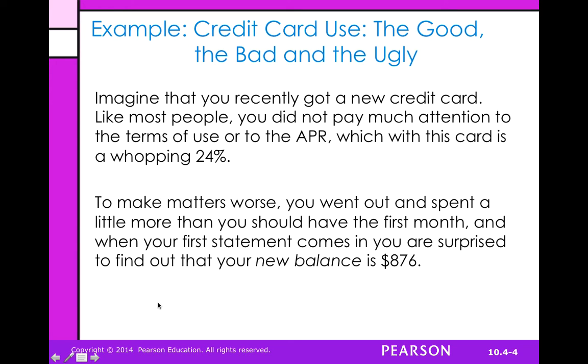So continuing with this example, to make matters worse, you went out and spent a little more than you should have the first month, and to be precise, you spent almost $900. So what does that mean? That means that you swiped your card enough times that you bought $876 worth of stuff. So maybe you bought $200 worth of food, $100 worth of gas, you bought like a $500 TV, whatever. You bought $876 worth of stuff, and you charged that stuff to your credit card.